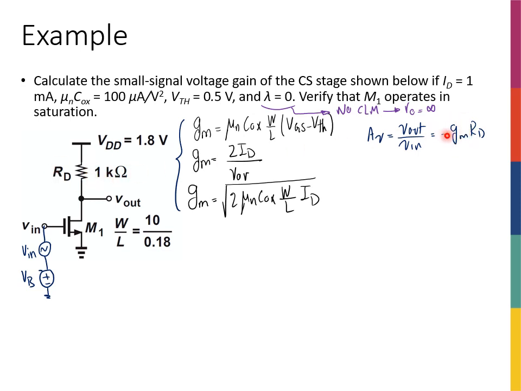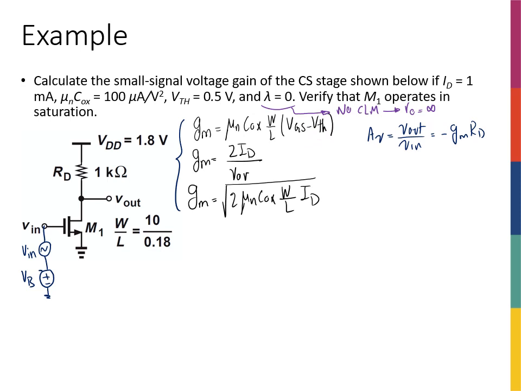How about GM? Well, let's take a look at these expressions and see which one I can use. I have ID, I have W over L from here, I have mu and Cox, so I can use this expression. But how about these two? I don't have VGS minus VTH, simply because I don't know what the VG is yet, the DC voltage at the gate. I can calculate it, but it's not given.